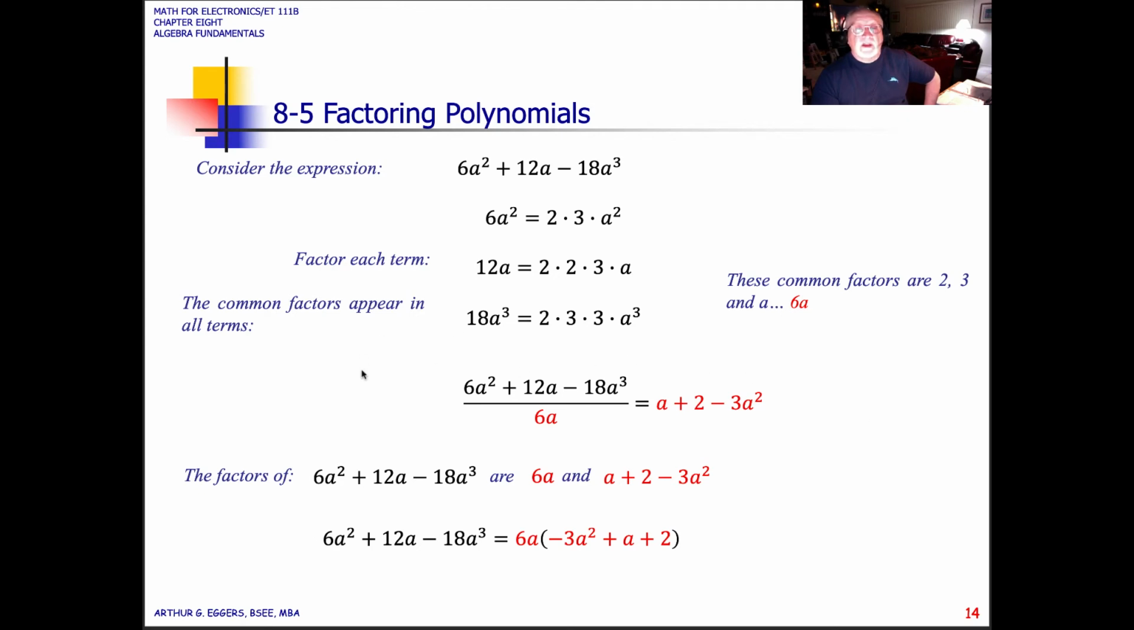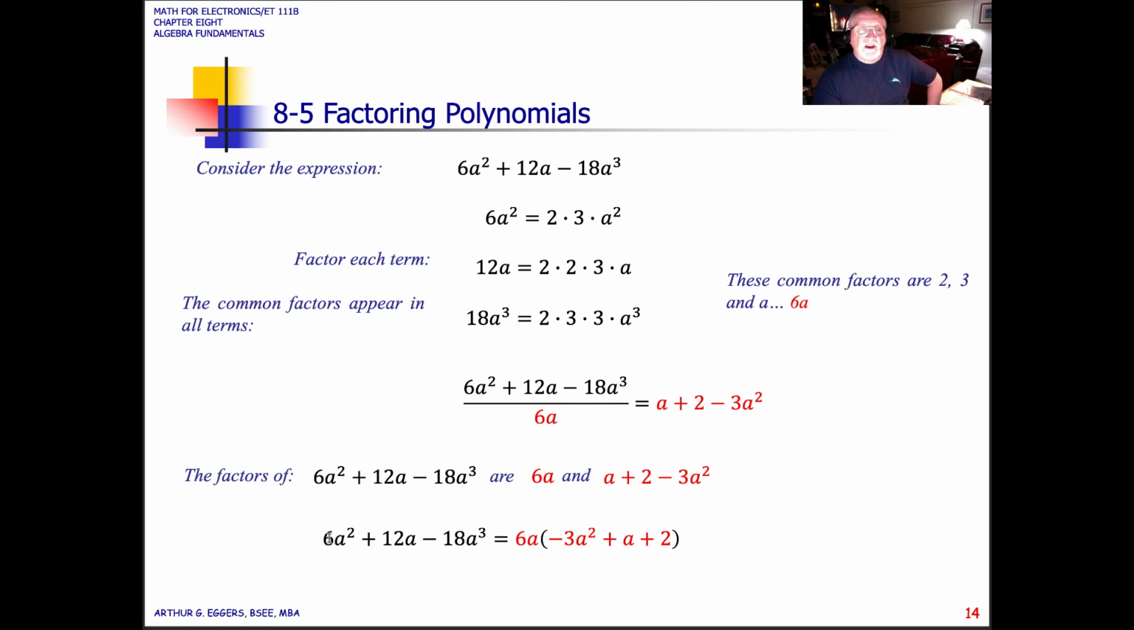So that becomes our denominator, or our value that we're going to divide by in factoring this fractional relationship. So we go back to the original term, 6a squared plus 12a minus 18a cubed. We divide it by 6a, and we get a solution of a plus 2 minus 3a squared. Okay, the factors then of 6a squared plus 12a minus 18a cubed are 6a, which we came up with on the first step, and then a plus 2 minus 3a squared for the second step.